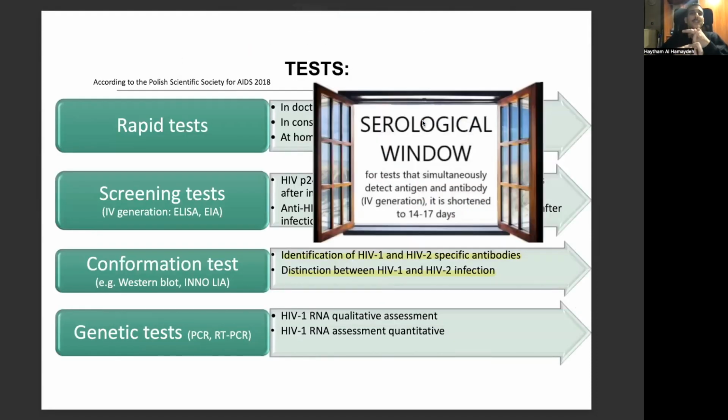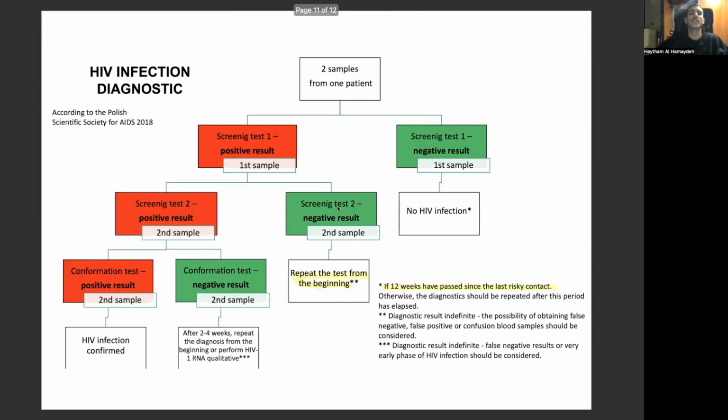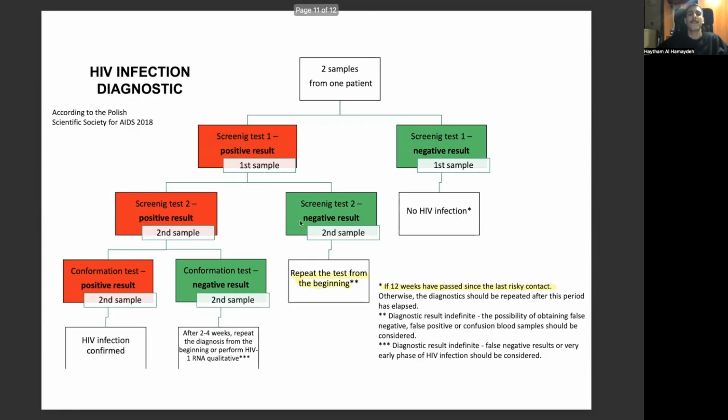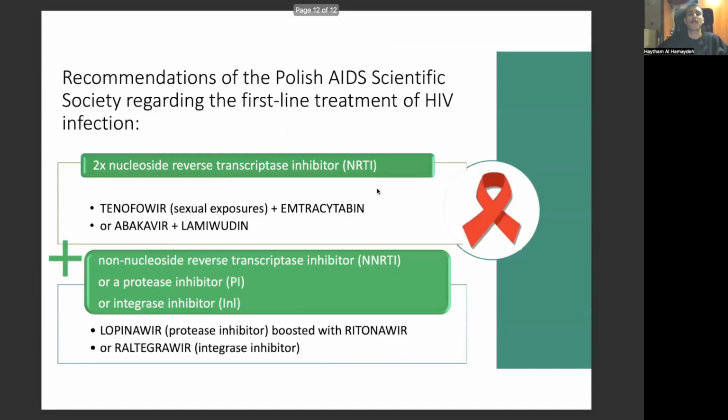Tests. We have rapid tests, we have screening tests, we have confirmation tests, and we have genetic tests. Rapid is just a quick way to know if there's HIV or not. Screening is such as ELISA, confirmation such as Western blot, and finally genetic such as PCR. There's just a way to diagnose HIV, and they follow the testing methods here. We get screening 2 times, and then we confirm it. Okay, just how to know HIV.